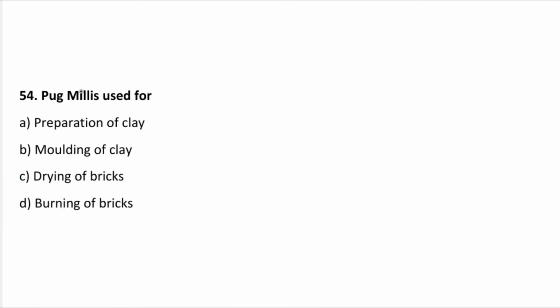Next question, pug mills are used for: option A preparation of clay, option B molding of clay, option C drying of bricks, option D burning of bricks. The correct answer is option A preparation of clay. The pug mill is mainly used for preparation of clay.